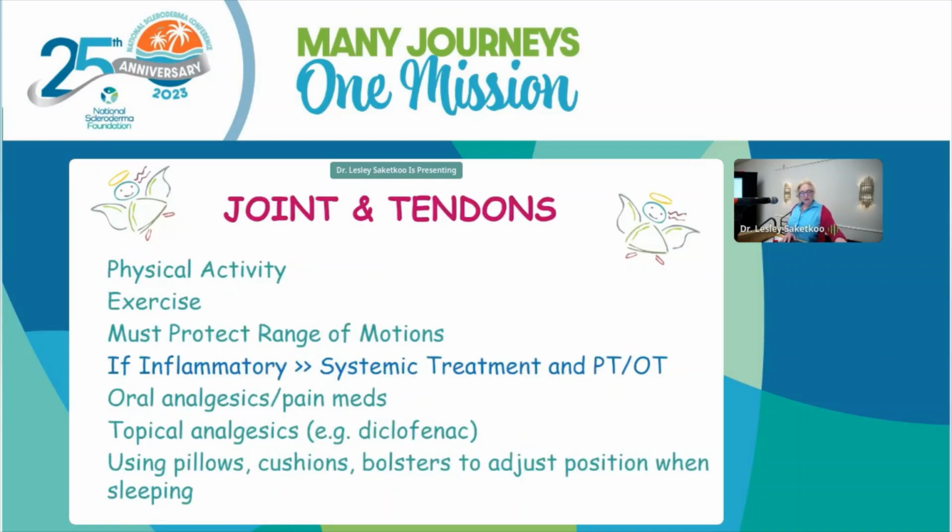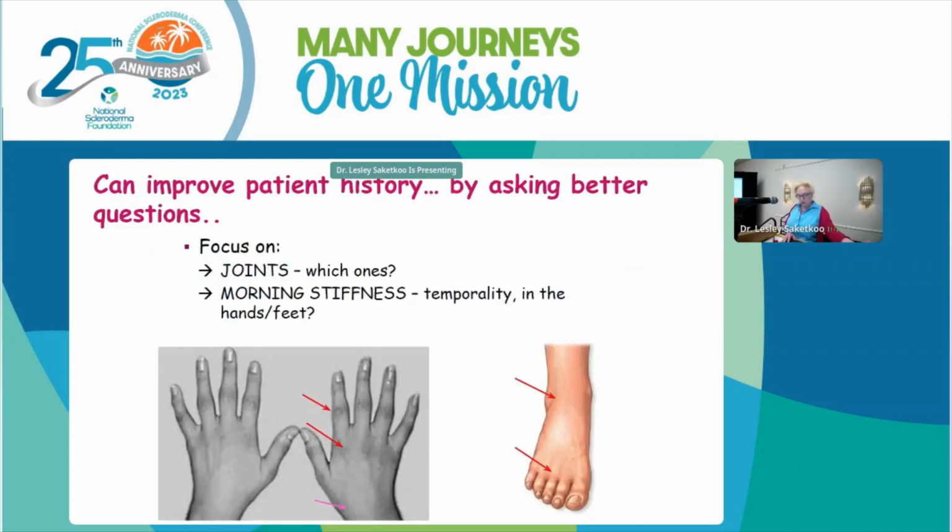Joints and tendons. Okay, again, using pillows, cushions, and remember, if you have inflamed joints, really you have to seriously think about systemic treatment. And if it's not being offered to you, even if you have limited disease, you need to pose the question, because scleroderma is a condition that marches on and leaves damage. And the sooner that we can step in and quiet that inflammation, roll it back, the less likely we have damage. So that's the same with initiating systemic treatment and initiating exercise of all types.